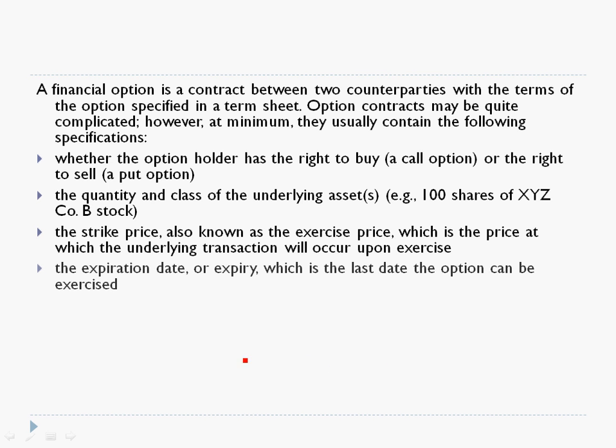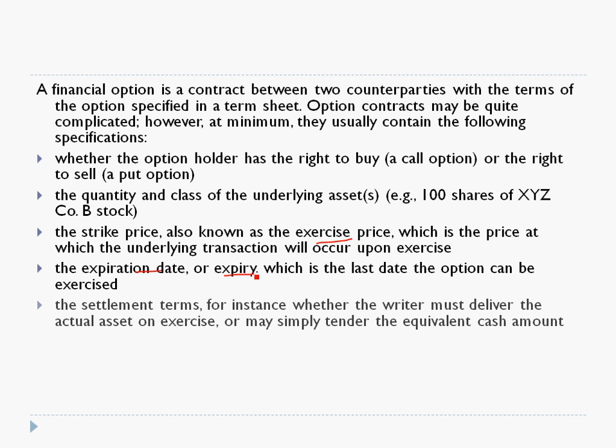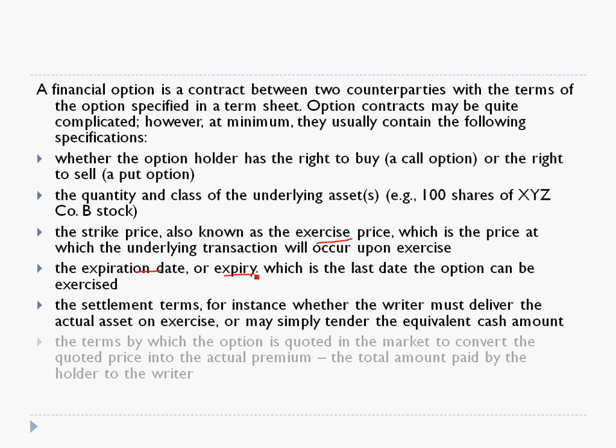So strike price is important. It's an exercise price, right? Expiration date or expiry date again has to be mentioned on the contract. The settlement terms, for instance, whether the writer must deliver the actual asset or exercise, or may simply tender the equivalent cash. So this is also standardized in a way, right? So these are a few things which are mentioned in an option contract, but since it is highly standardized, you would see that option contracts vary from one stock market to another, right?